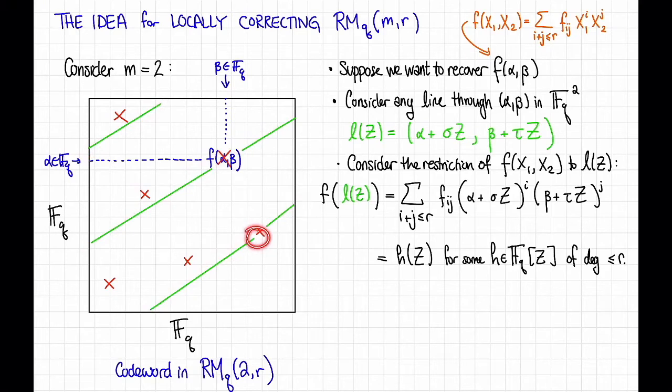Now imagine that we were to query all of the points along this line. If we ignore these errors for a moment, the points that we query would be evaluation points of some low-degree univariate polynomial. With the occasional corruptions, this is going to be evaluation points of something that is close to some low-degree univariate polynomial. This problem should sound pretty familiar. This is basically just decoding a Reed-Solomon code. We're given corrupted points of some low-degree univariate polynomial, and we want to figure out what that polynomial is. So that's the basic idea for locally correcting Reed-Muller codes.